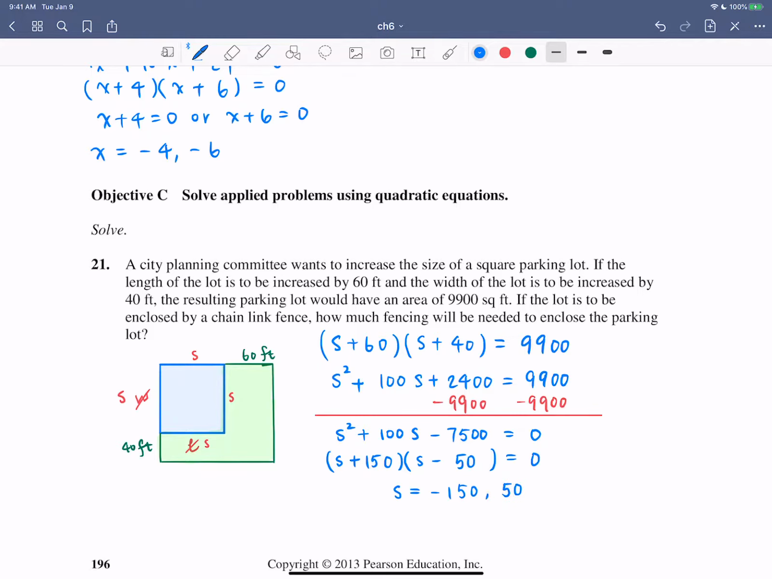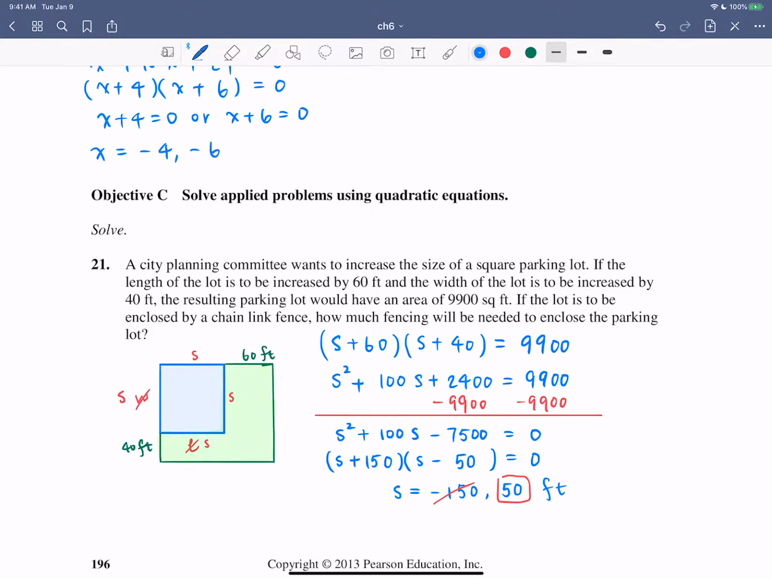However, think about the context. S represents the side length of a parking lot originally, and it has to be non-negative. Therefore, negative 150, you could cancel that. You could cross that out. We're not going to take that as a solution. S has to be 50 feet.